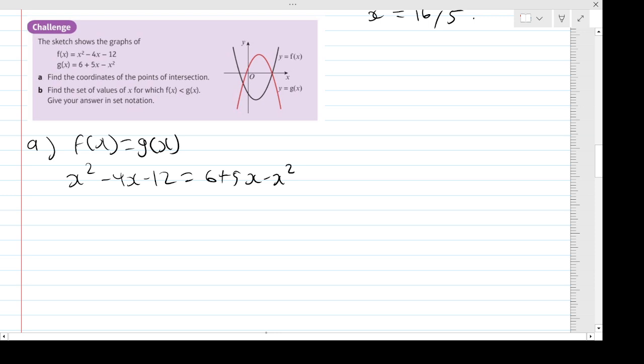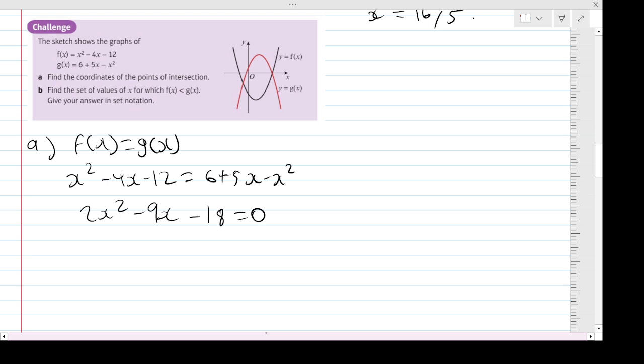Then we can just solve it. I'm going to move everything to the left. Everything on the right moves to the left. So x squared plus x squared is 2x squared. Then minus 4x and minus the 5x is minus 9x. Then minus 12 minus 6 is minus 18, and that equals 0. Then we can solve it.